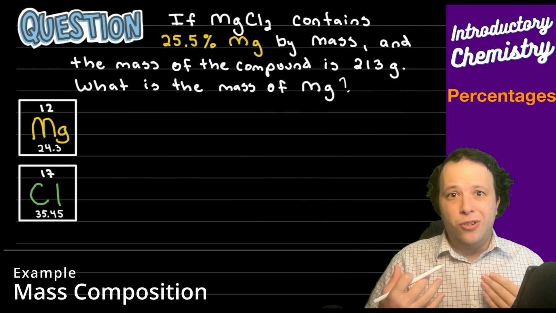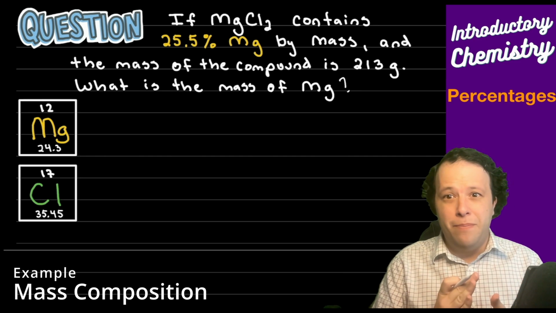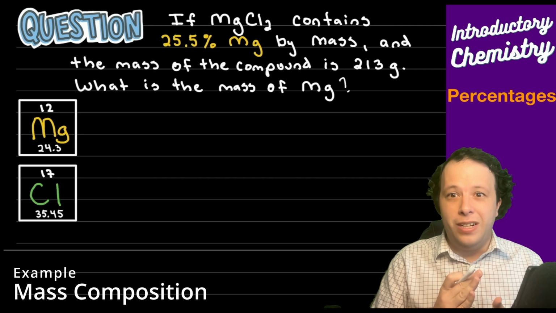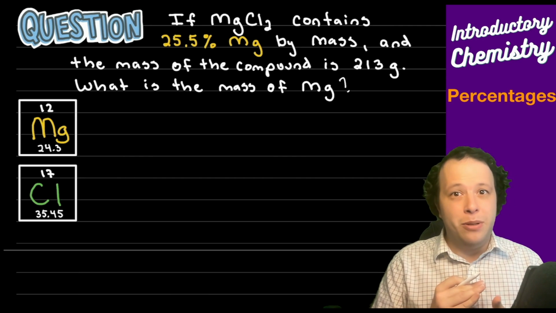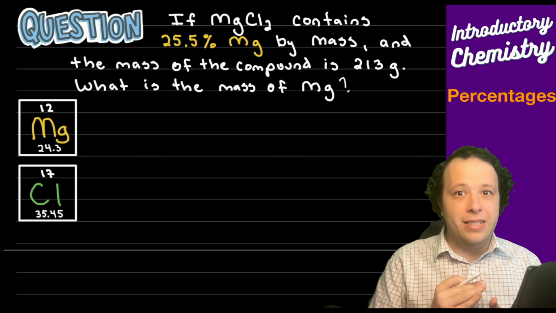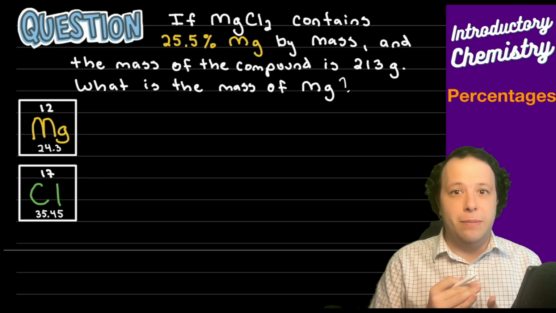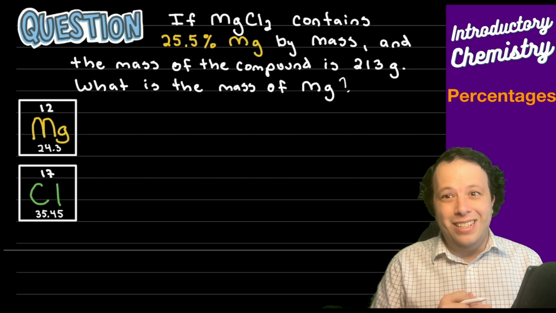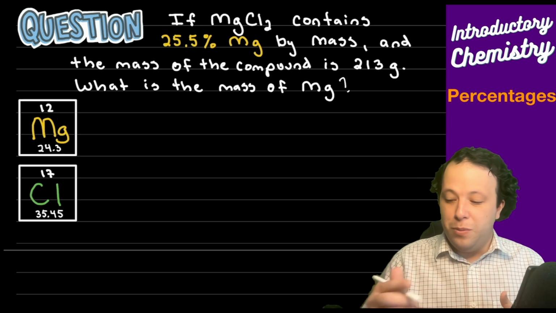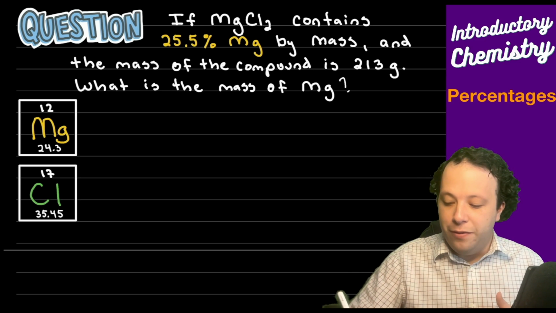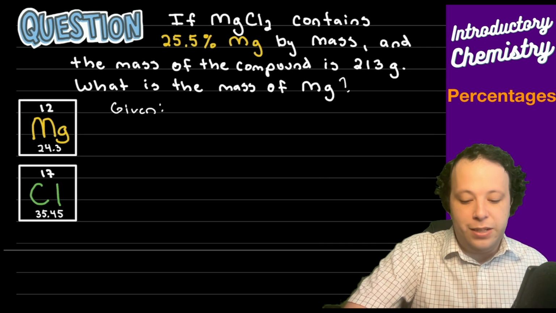So when it comes to trying to define these in different problems, sometimes you might be given a problem like this one, which says if magnesium chloride, so MgCl2, contains 25.5% magnesium by mass, and the mass of the compound is 213 grams, what is the mass of magnesium? So with this one, there's many different terms we are given here. So what we have to do is define our givens, just like a dimensional analysis problem.